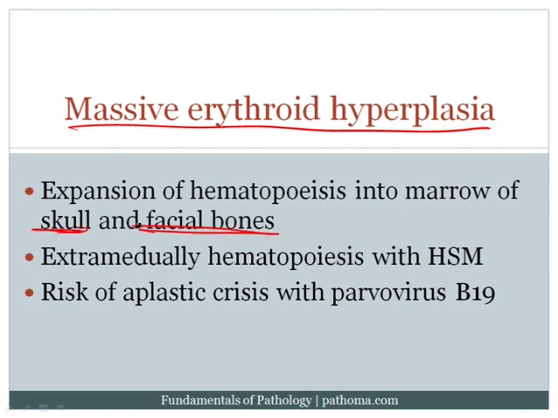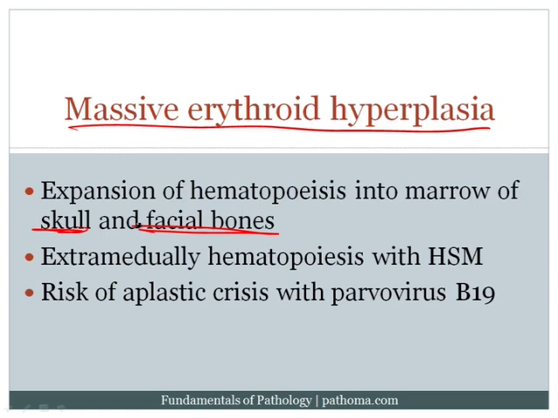Now, when there's expansion of hematopoiesis into the skull, that's going to produce a classic crew cut appearance on X-ray, and so that's high yield to be familiar with. And at the same time, when there's expansion of hematopoiesis into the facial bones, that's going to thicken the facial bones and give the patient a chipmunk-like face.